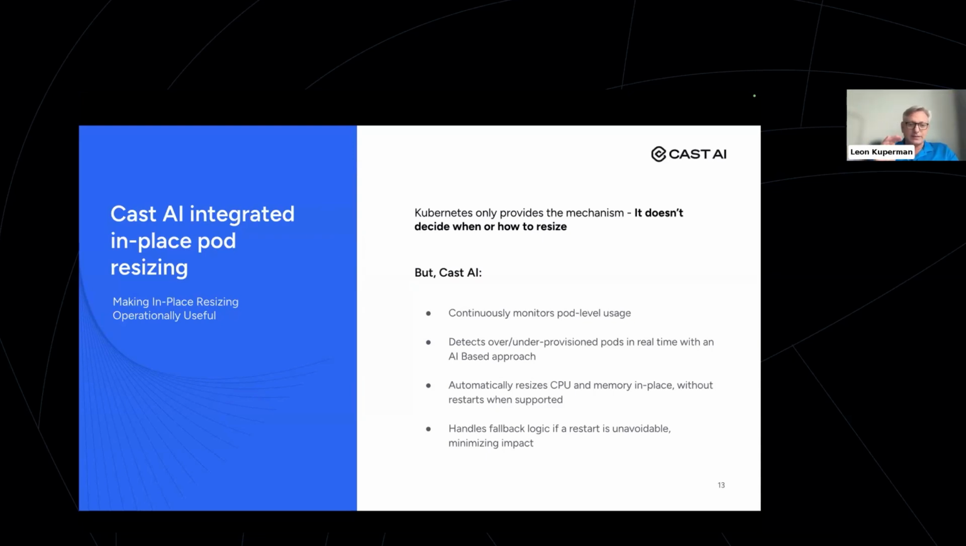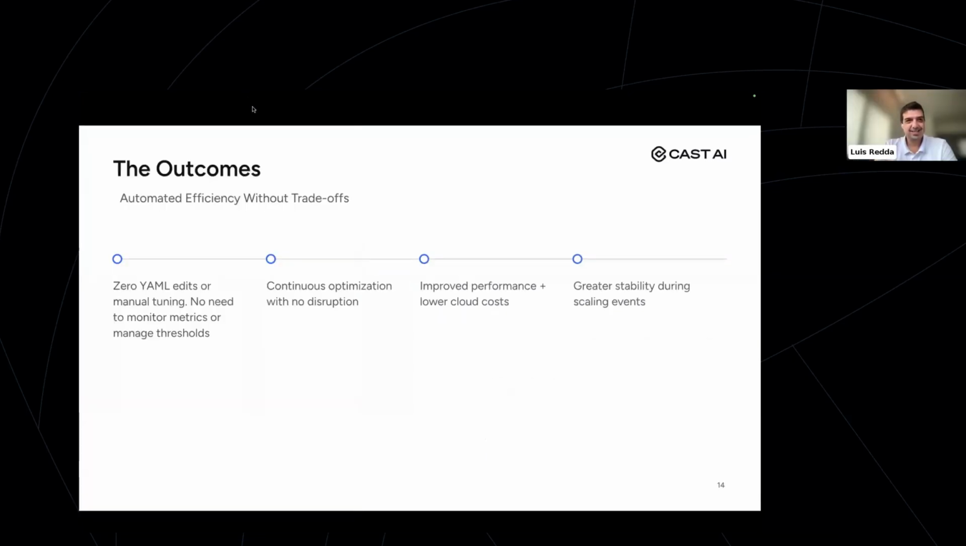So maybe let's jump to the next slide. Let's quickly cover what happens, what's the outcome, and what are the trade-offs, and let's show folks how this works. Yeah, perfect. Here's the payoff. Basically, no more manual tuning or manual work. No thresholds to configure. You can optimize without any disruption. And basically, you have at the end performance up and cost down, right? And of course, a lot of stability during any different scaling events.